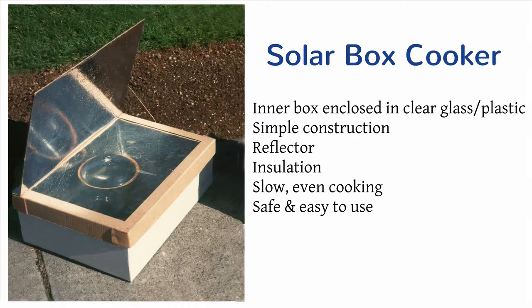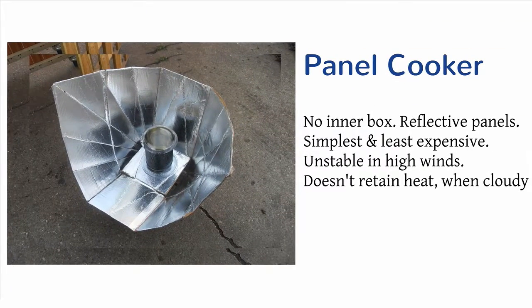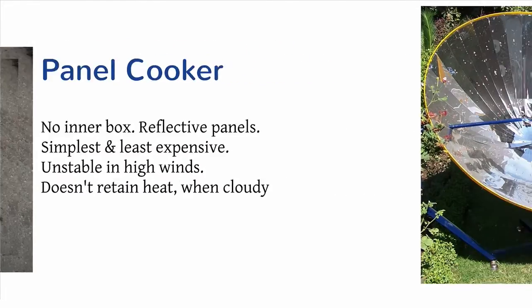So, simple. Then you have this panel cooker, which you saw before. There's no inner box, so obviously there's no insulation. Energy can escape, heat can escape. Reflector panels are the simplest and least expensive. Of course, it's unstable in high winds, but it's easy to transport because you can make it flat. So that's why it's here. It doesn't retain heat when it's cloudy.